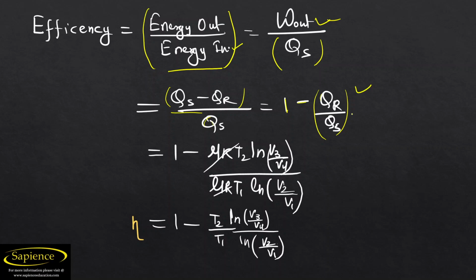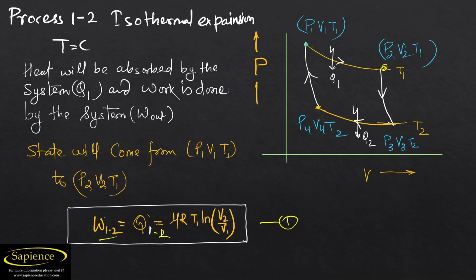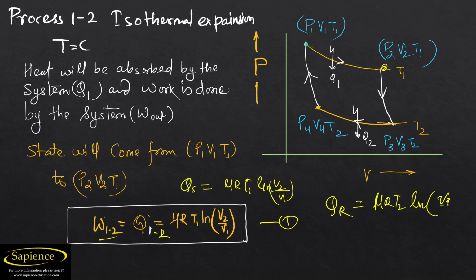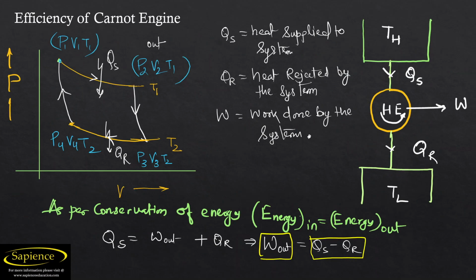Now we need to put in the values of Qr and Q supplied. From the previous slides, Q1 is the Q supplied, from 1 to 2, and this is equal to μ R T1 ln(V2/V1), and similarly Q rejected is equal to μ R T2 ln(V3/V4). So this is the heat rejected. We have got the values of heat rejected and heat supplied.